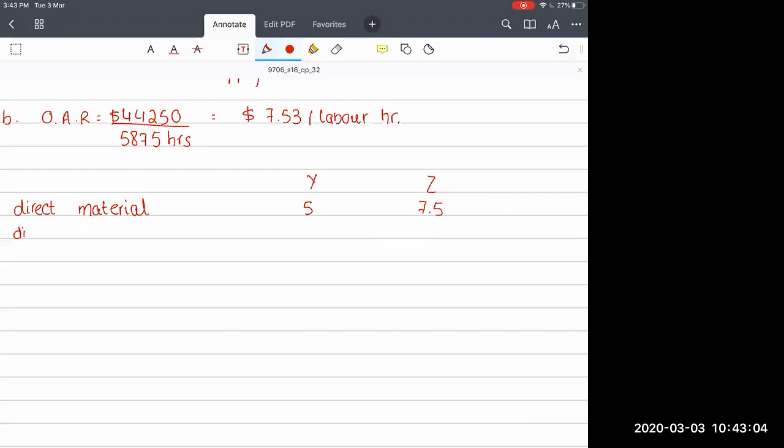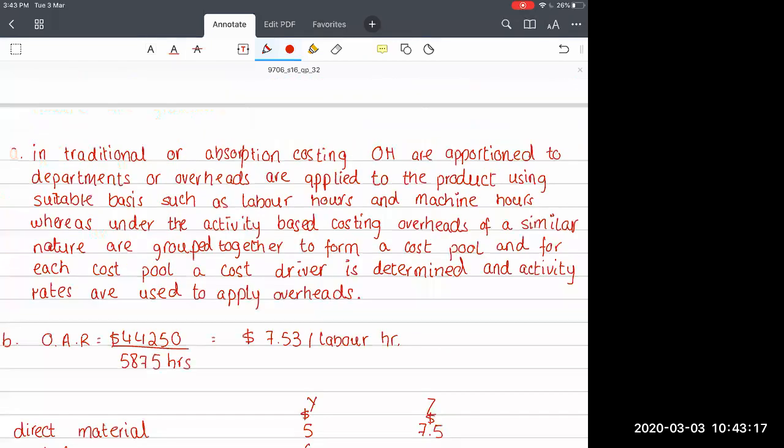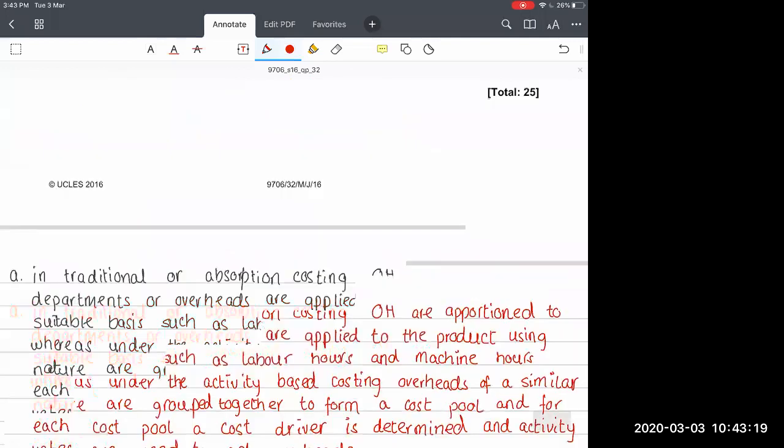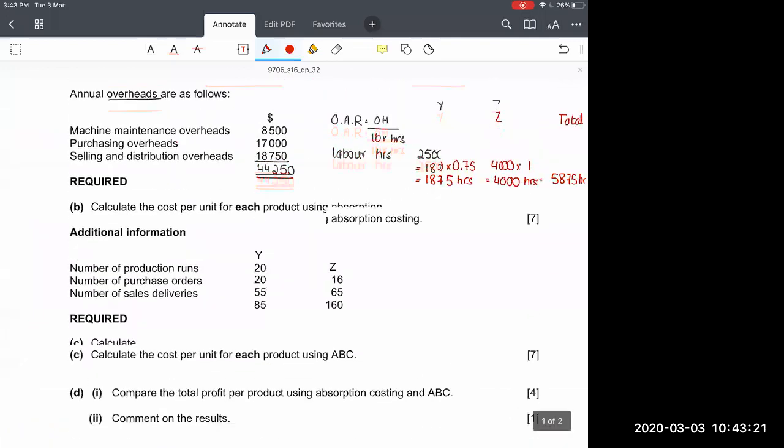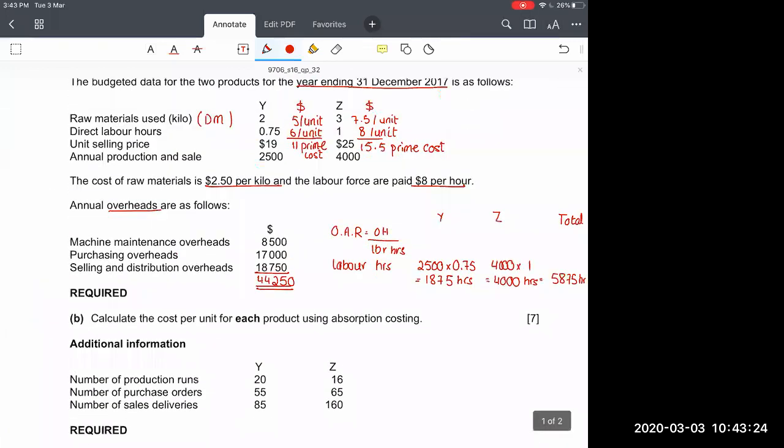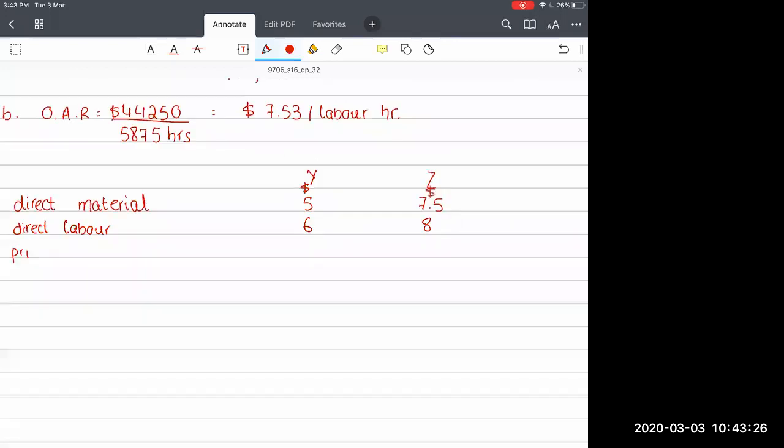डायरेक्ट लेबर 6 per unit. डायरेक्ट लेबर वर्कआउट किया हुआ था हमने. डायरेक्ट लेबर it's 6 and 8. So direct material plus direct labor, prime cost is 11 and 15.5, plus overheads.